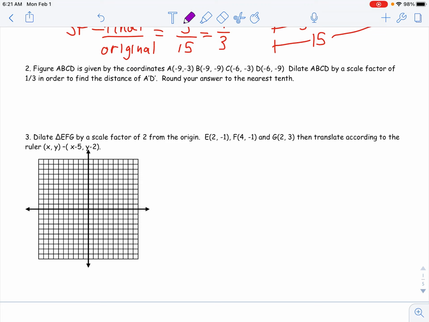Figure ABCD is given with these coordinates. A lot of coordinates here. We're going to dilate ABCD by a scale factor of 1/3 in order to find the distance of A prime D prime. Round your answer to the nearest tenth.